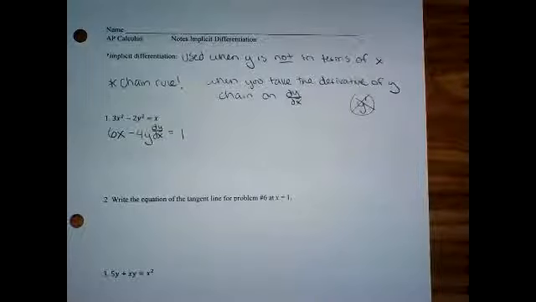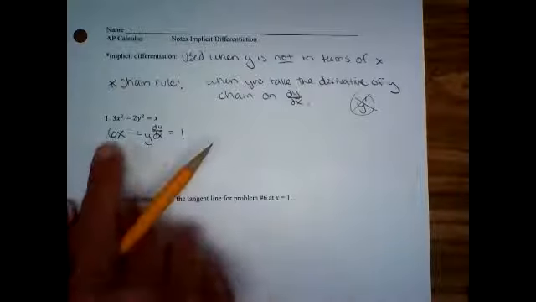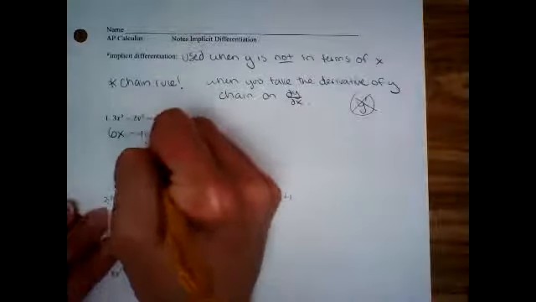Where everybody gets tripped up is with the algebra, because what you have to do now is get dy dx alone. Okay, so this is where everybody has trouble, with all of the algebra. So to get dy dx alone, we're going to subtract over the 6x.